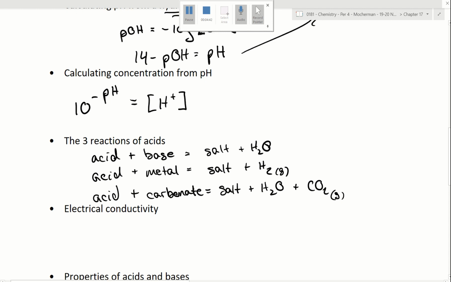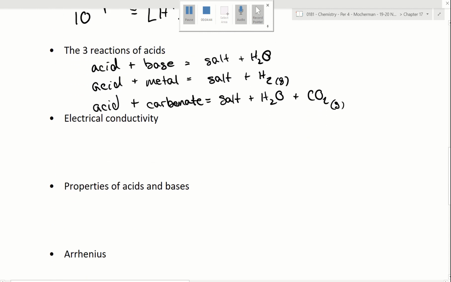There's more than that, but for this class we're just going to stick to those 3, and that's just something you have to memorize. Remember, a carbonate is something with CO3 ions in it. So CO3 2-.